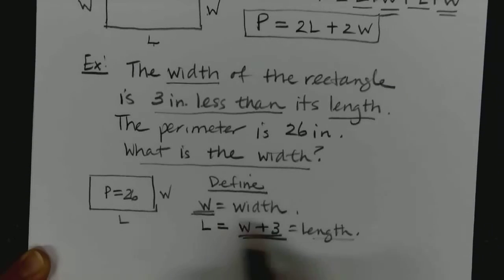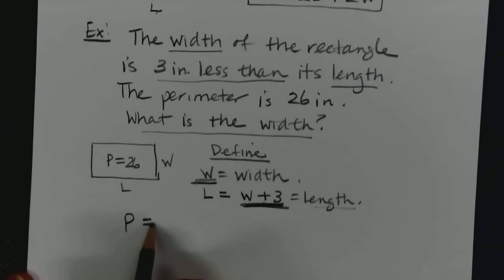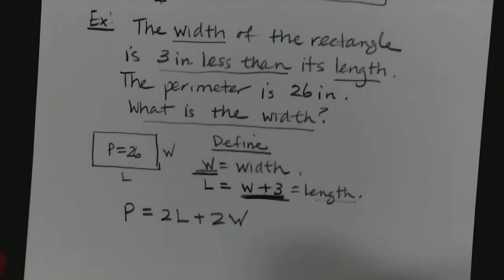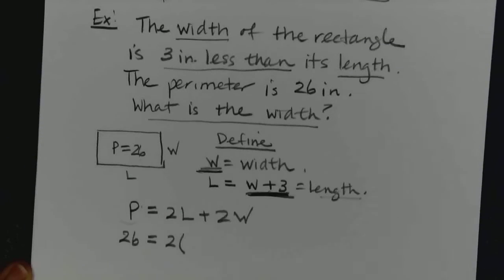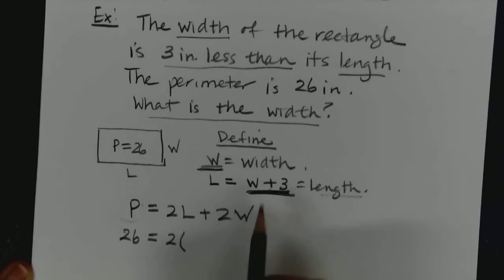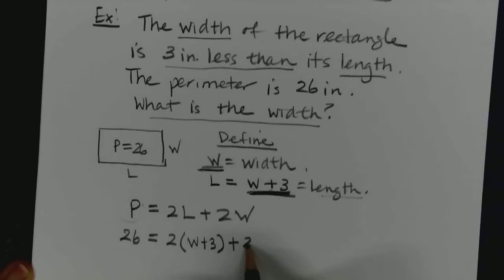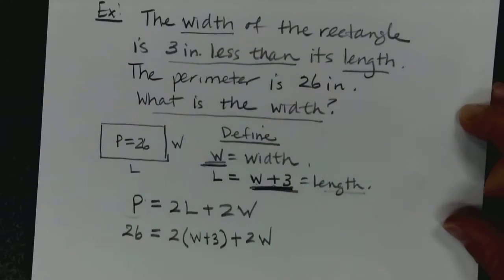So now we have our variables defined, right? And we are going to use our perimeter equation, 2L plus 2W, and we're just going to plug in what we know. Perimeter is 26, equals 2 times the length, and the length is W plus 3, plus 2W. So far, so good?